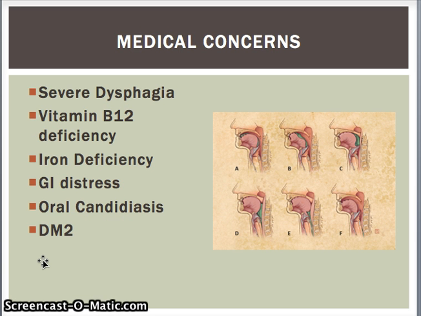Along with the patient's Crohn's disease, additional medical concerns impacted her nutritional status and decreased oral intake. And interestingly enough, it also impacted her insulin resistance. These concerns included severe dysphagia, vitamin B12 deficiency, iron deficiency, GI distress, including nausea, vomiting, and diarrhea, oral candidiasis, and diabetes mellitus 2.